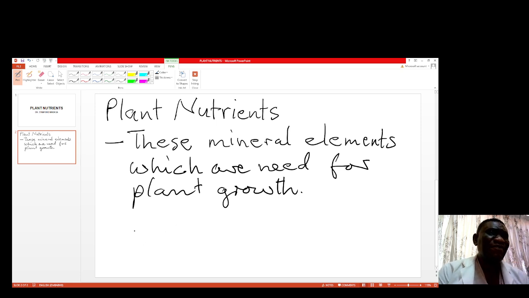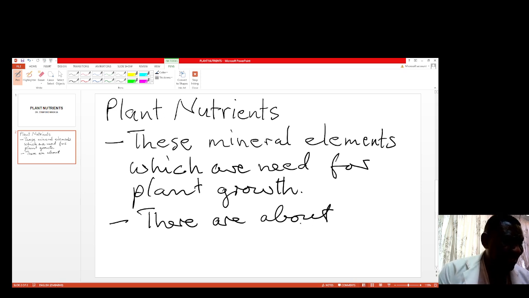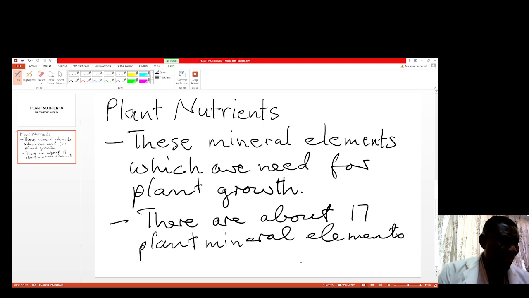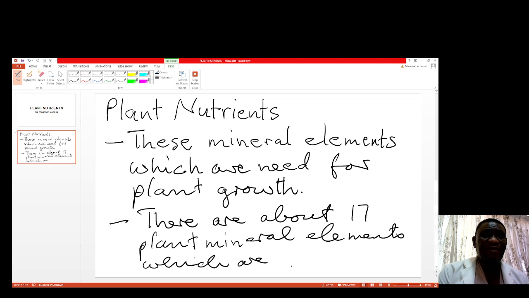They are about 17 plant mineral elements which are essential for plant growth.